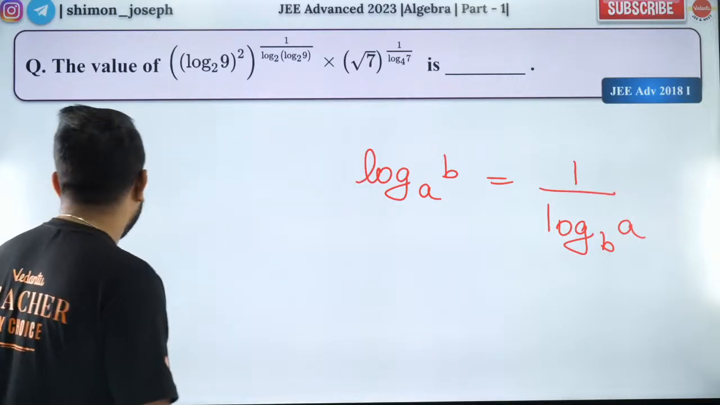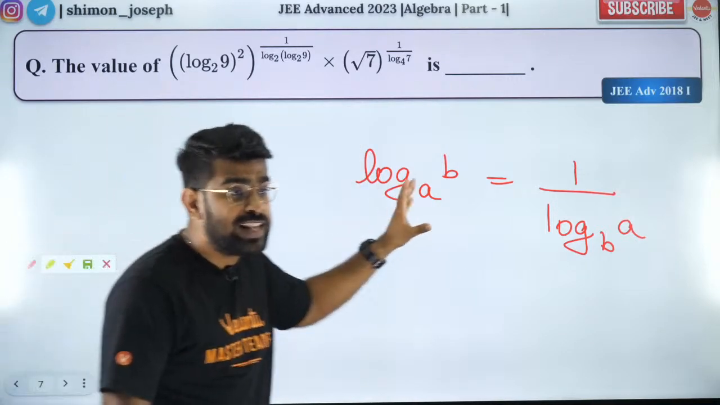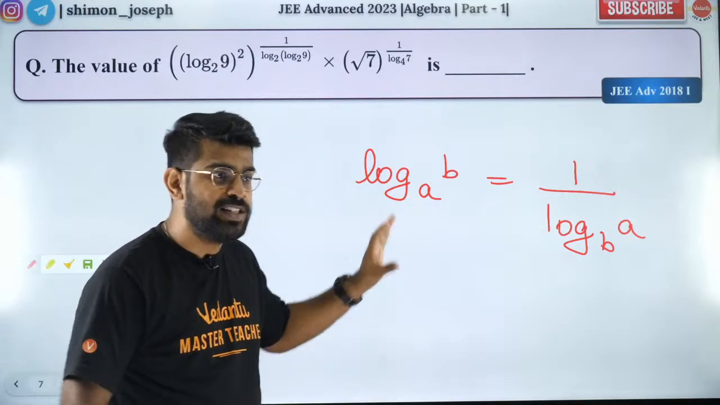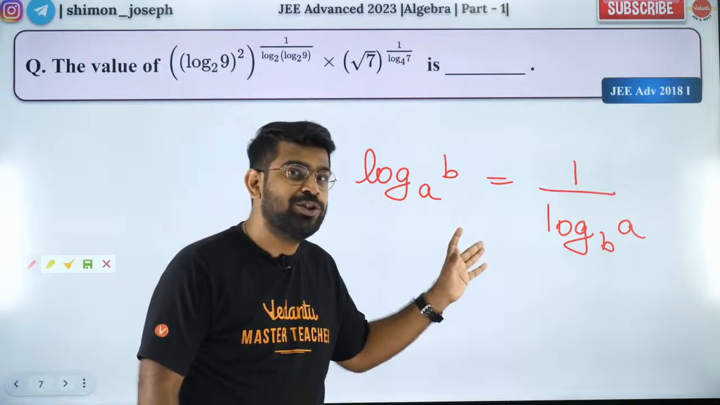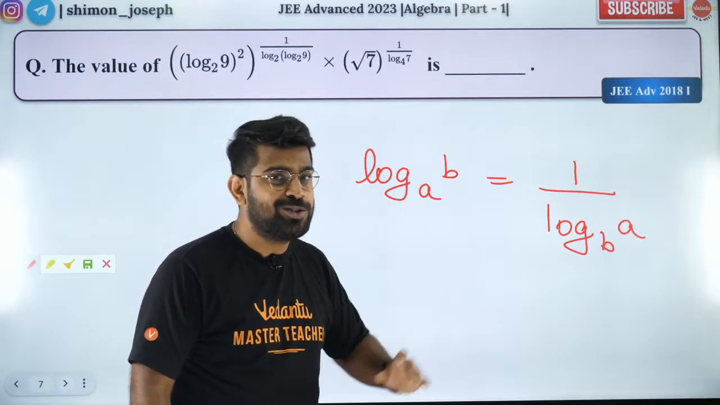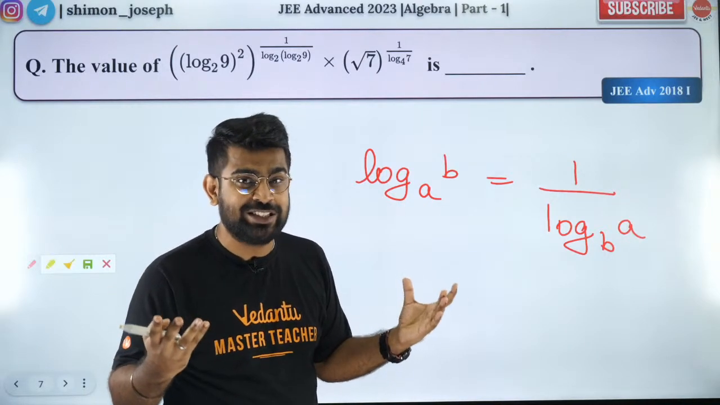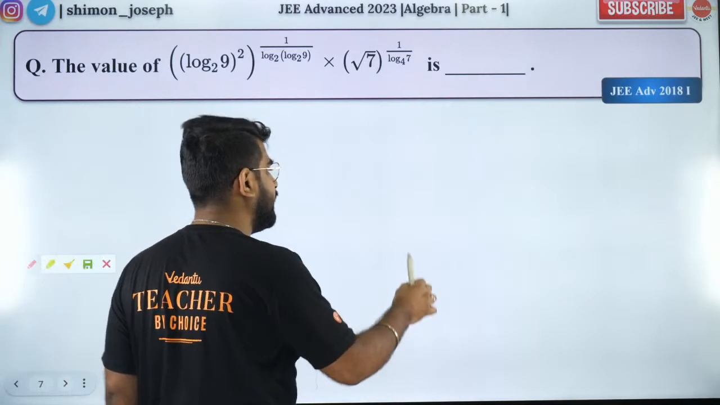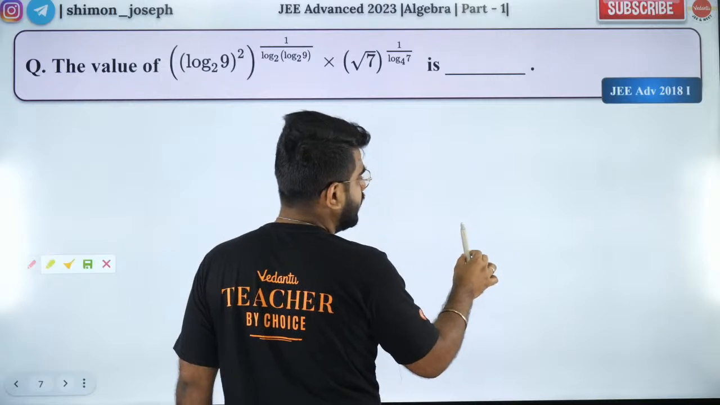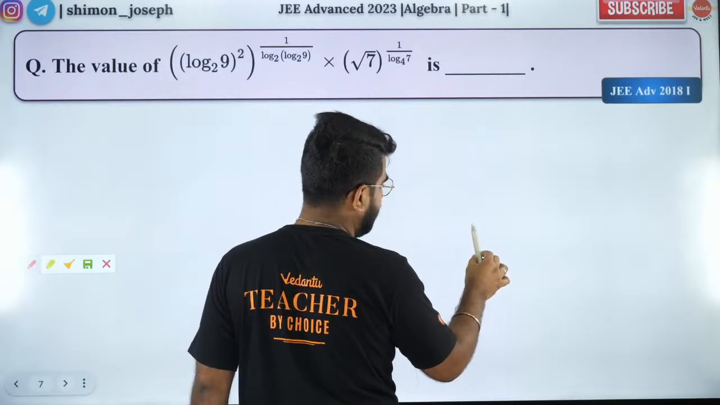Now, next property is very interesting. This I expected you guys to know, because if you are calling yourself a JEE aspirant, you are supposed to know this, my dear. If you don't know this also, then I don't know why you are calling yourself a JEE aspirant. Now, the second property is pretty interesting. That is very important. So listen carefully.